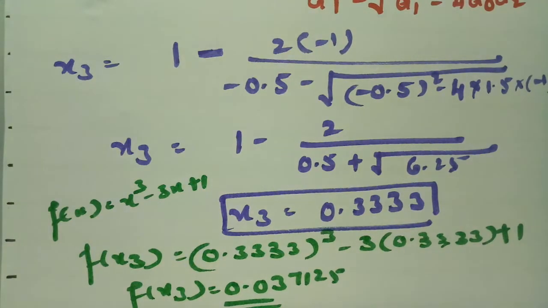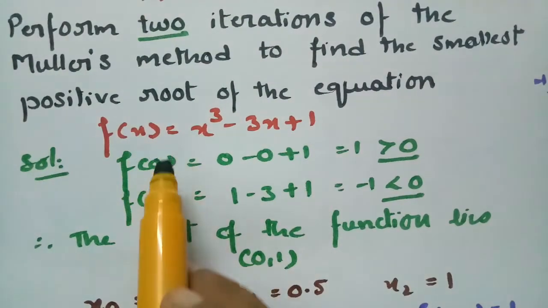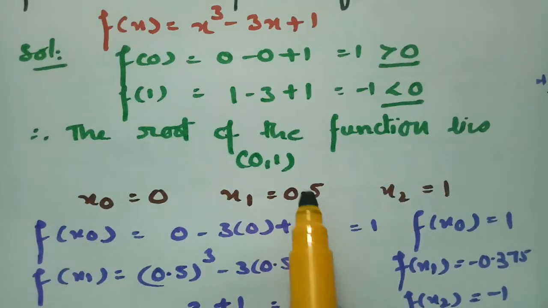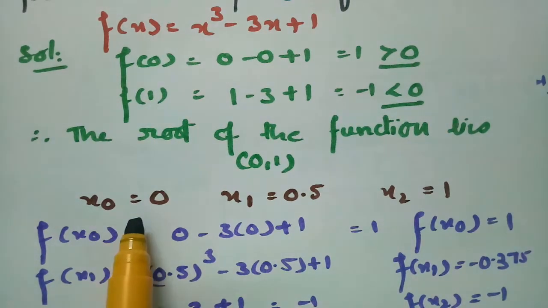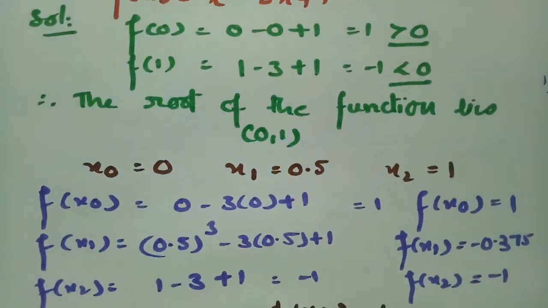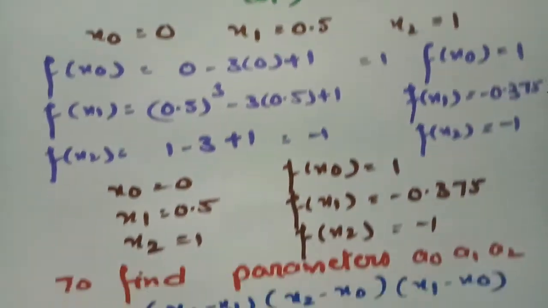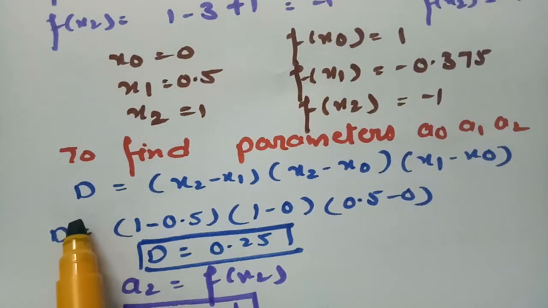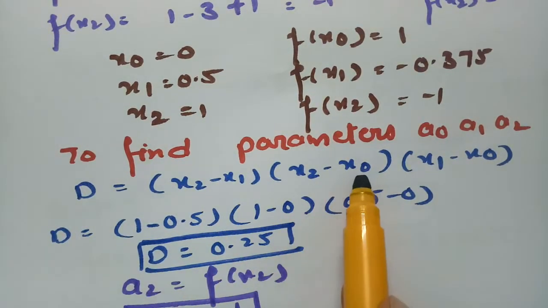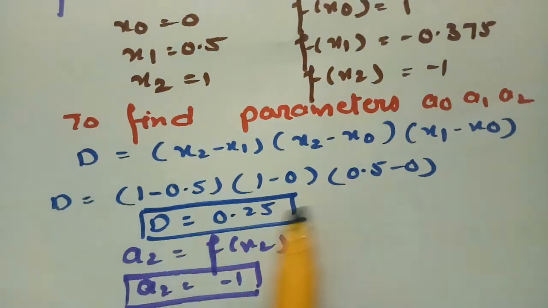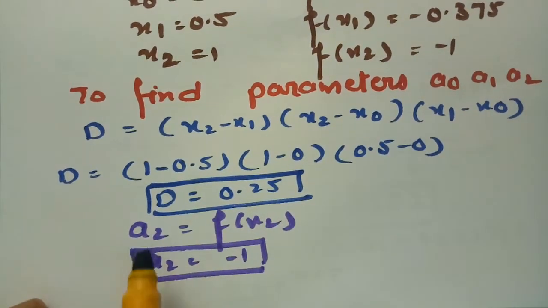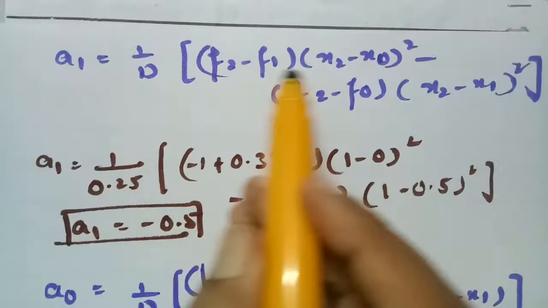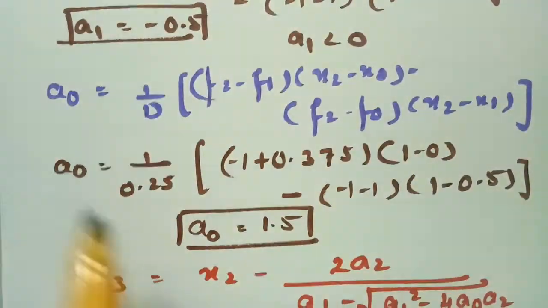So the next thing here is, first of all, you know what I have done. I have substituted 0 and 1, so we got negative and positive signs. The root lies between 0 and 1, and I concluded the 3 points here, that is x0, x1 and x2, and this will be f of x0, f of x1 and f of x2. Later we need to find the parameters a0, a1 and a2, and in between we need the value of d, that is x2 minus x1 into x2 minus x0 into x2 minus x0. So this is the value of d, and we have to conclude that a2 value is equal to f2. So we got the value of a2, and next we have to find a1 using this formula. This is a1, and a0 this formula.